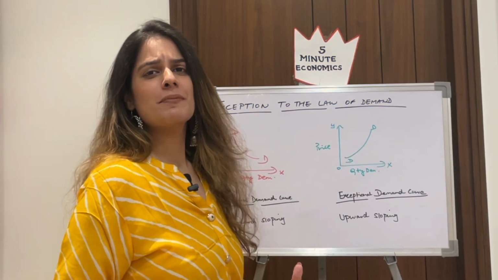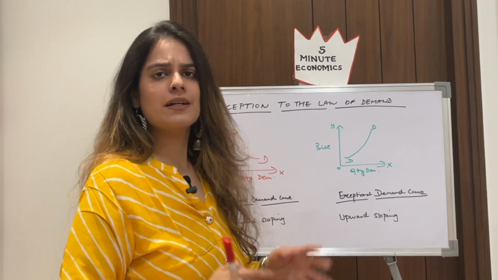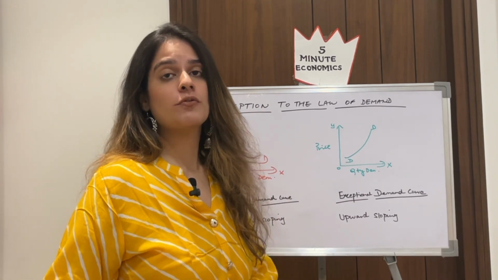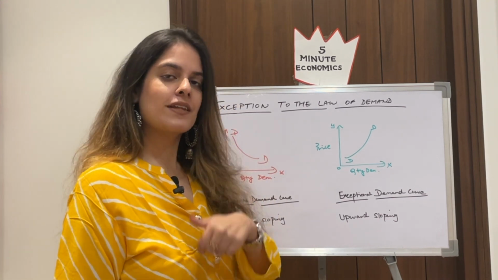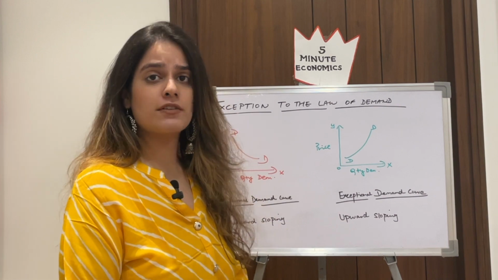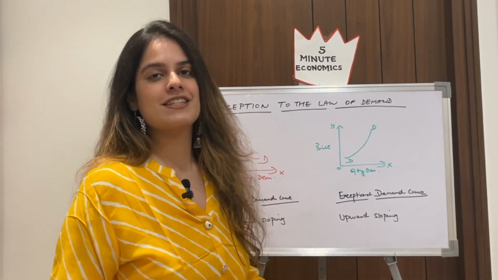So guys, before I begin with the exceptions to the law of demand, that is, why the shape is positively inclined, let me show you the actual or the normal shape of a demand curve. In case you want to know why the demand curve is negatively sloping, check out my previous video, which is part 4. In fact, you can check out all the 4 parts. I'll attach the link in the comment section below.